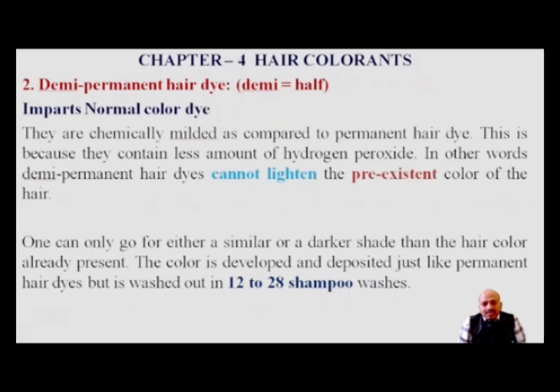And the second one is demi-permanent hair dyes. Demi means half. That is, half of the color will be incorporated into the hair, not 100 percent, by means of these demi-permanent hair dyes. In this process, they impart a normal color. They are chemically milder as compared to permanent hair dye, because they contain less hydrogen peroxide.